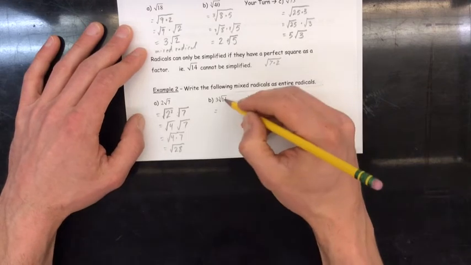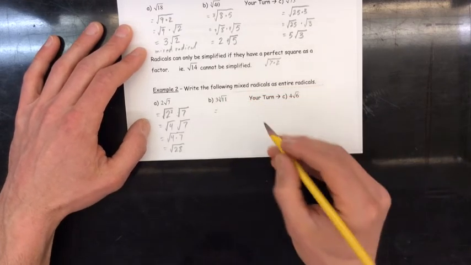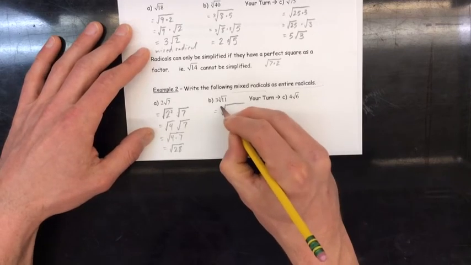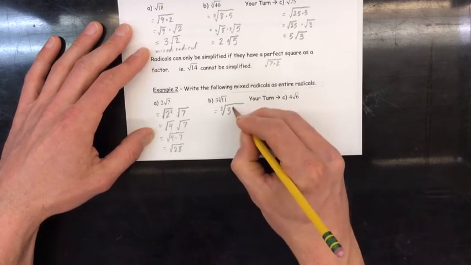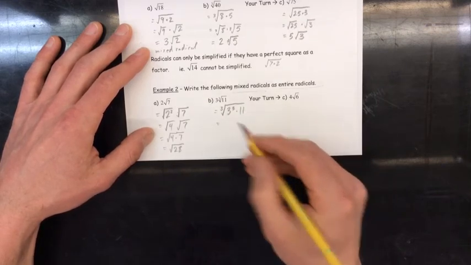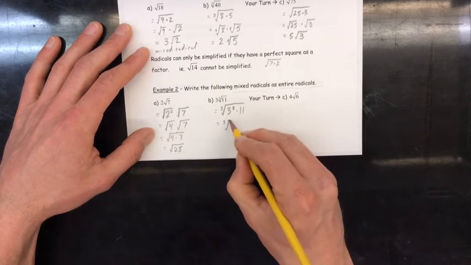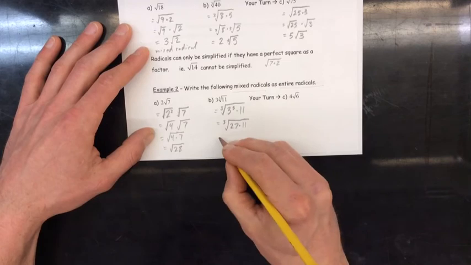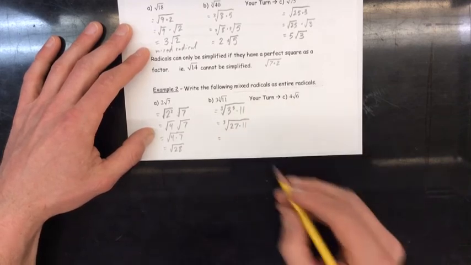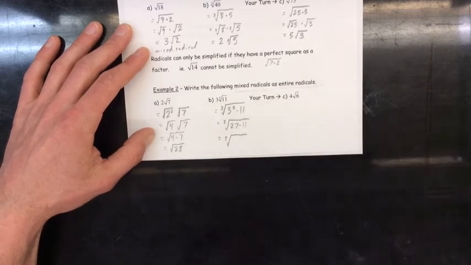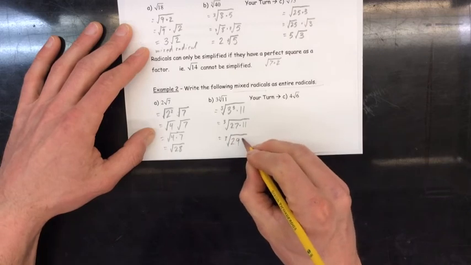For 3 times the cube root of 11, I'm going to think of it as the cube root of 3 cubed times 11. Well, 3 cubed is equal to 27 times 11. And this is equal to the cube root of 297.